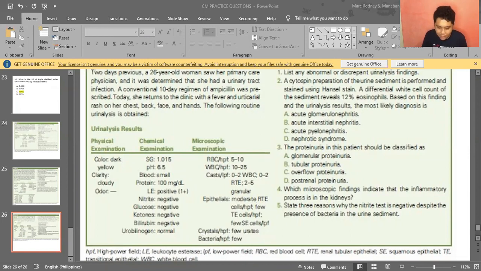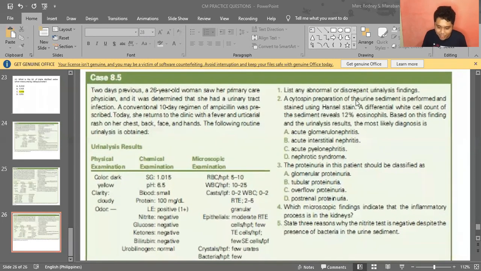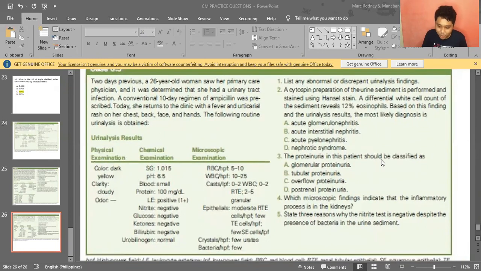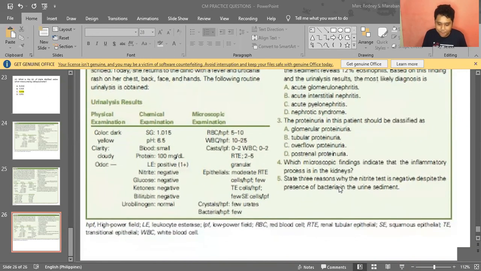So, therefore, what is the possible disease? Add to that, on the Hansel stain, 12% eosinophils. So very consistent. What is the possible diagnosis? You have Interstitial nephritis, acute interstitial nephritis. And the proteinuria in this type is what? In acute interstitial nephritis, it is tubular proteinuria. Okay, so interstitial nephritis, tubular proteinuria.